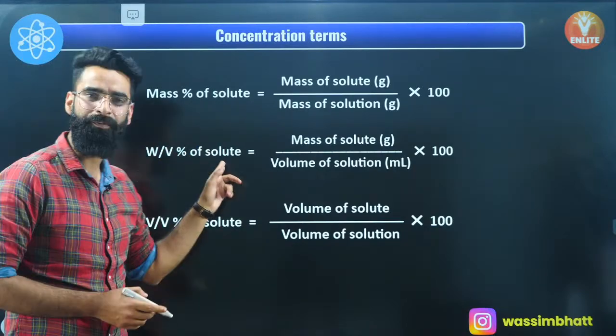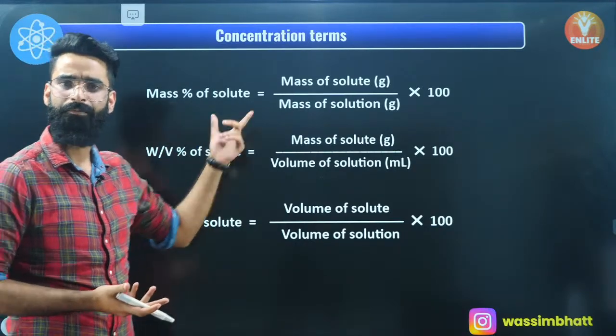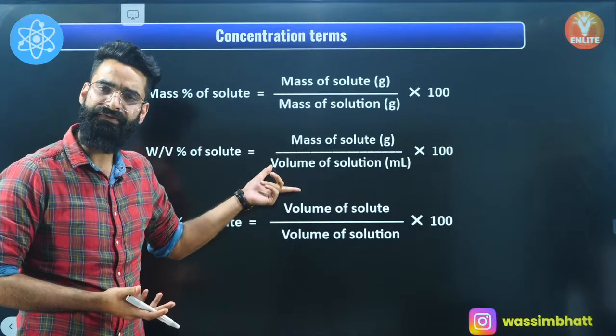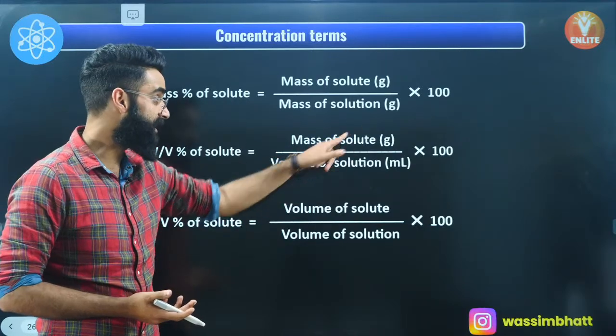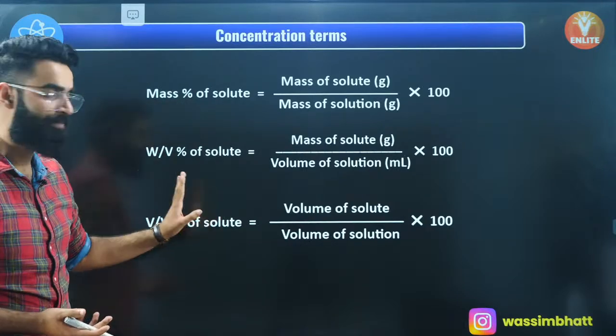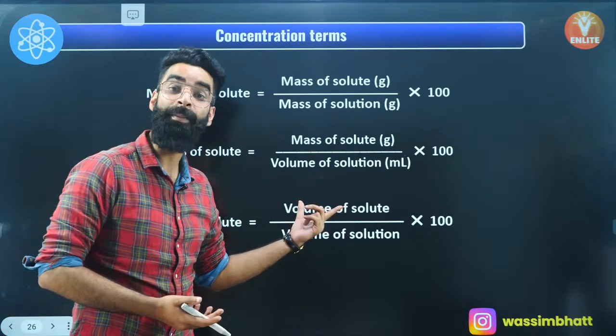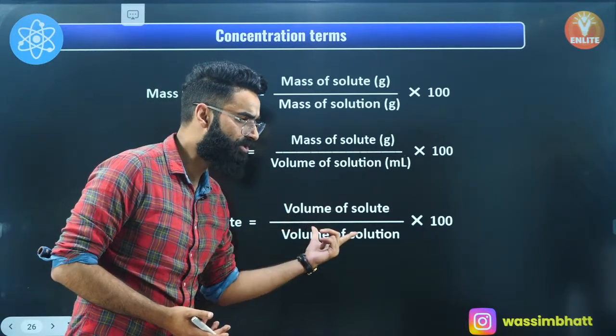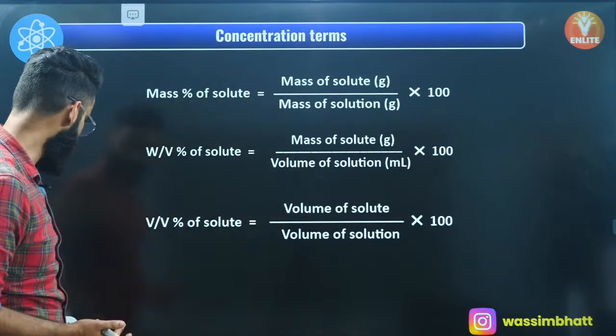Similarly, weight by volume percent of solute. How do we get it? Mass of solute in grams divided by volume of solution in milliliters multiplied by 100. Be careful with these units, my dear people. Volume by volume percent of solute: volume of solute in ml divided by volume of solution in milliliters multiplied by 100, right?